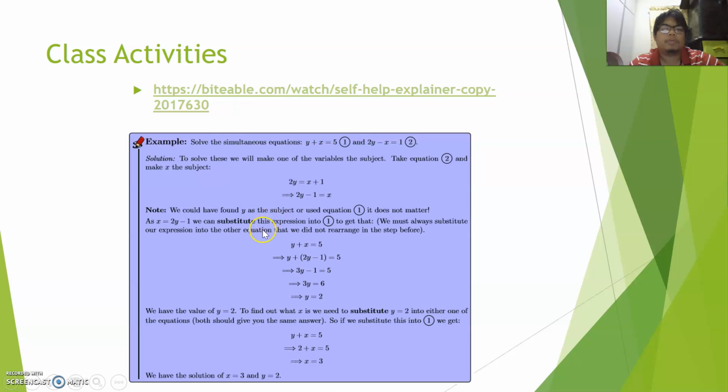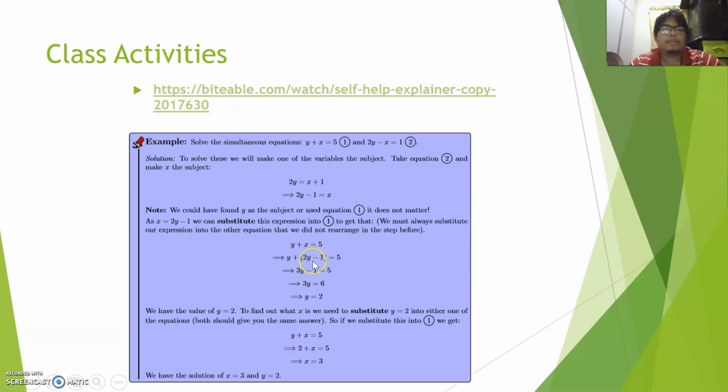So for the first equation, we have y plus x equal to 5. We substitute x with the value that we have before. Now we have y plus, in brackets, y minus 1, equal to 5. We simplify it, so we have 2y minus 1 equal to 5. We simplify it again.